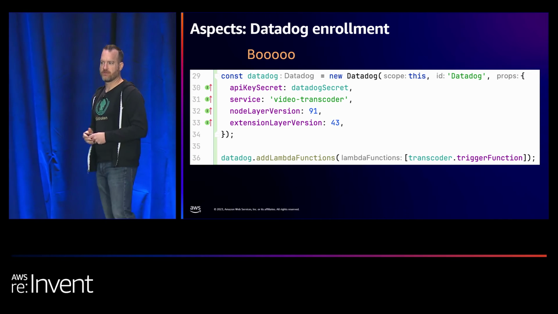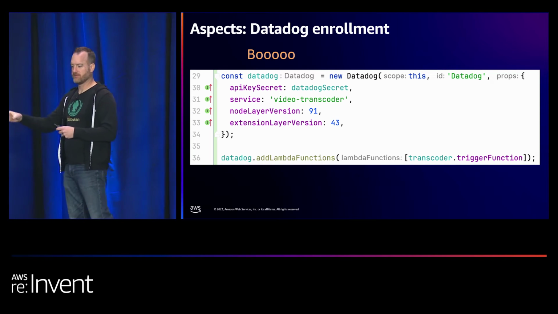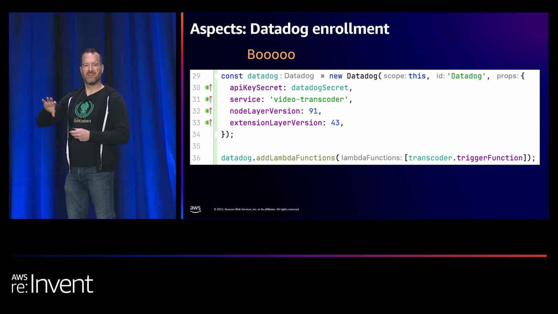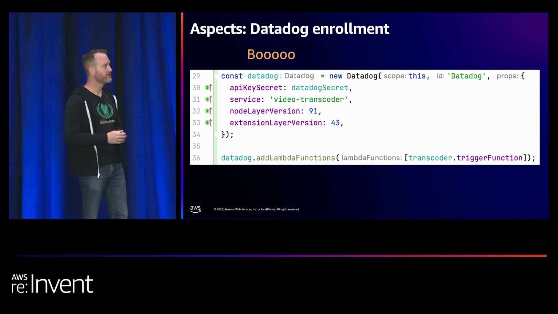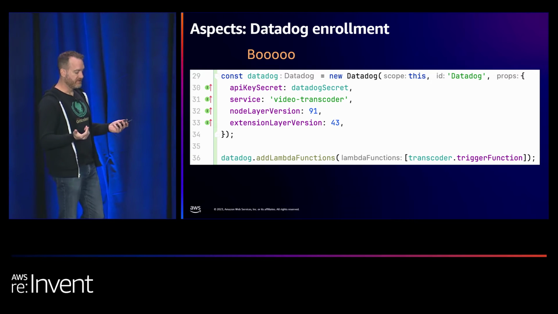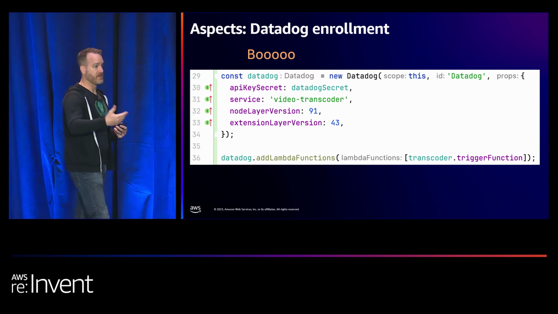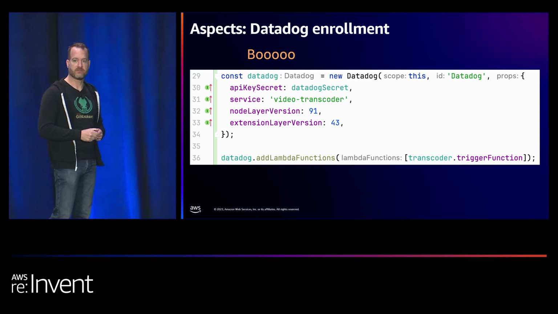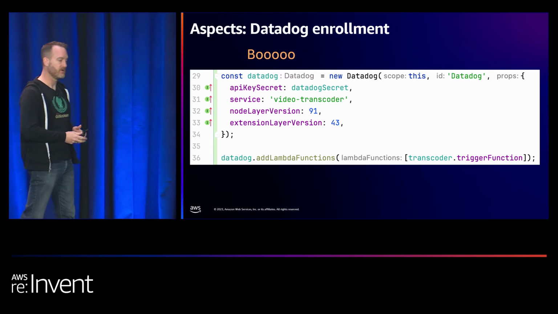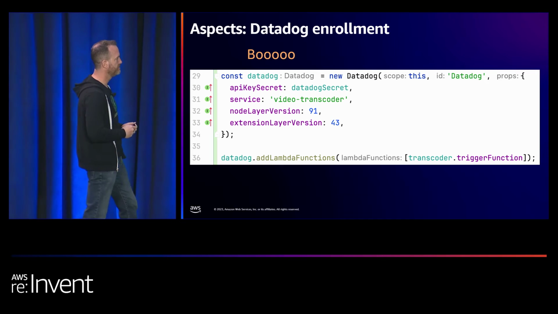When I use an L3 construct, something that someone else has built or even something that I have built, I don't necessarily need to know what's inside of it. I don't need to know those individual parts. But in this case, I do. And if this is a construct that I didn't build and it's something I pulled off the Construct Hub, I may not have that public property that I can access for the Lambda function, therefore I can't hand it over to it. But there's a way I can get around this.